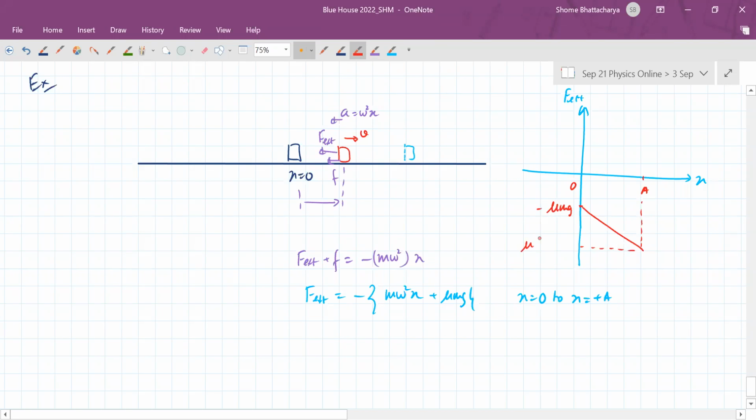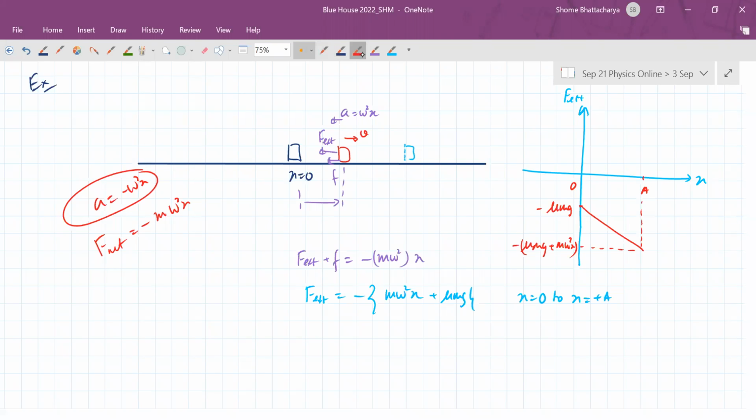So can you explain the RHS term again? The right hand side, okay. So this is the net force in an SHM. Net force is equal to minus m omega square x. We have considered the friction and F external both together. So F external has to act in such a way that in spite of friction, the net force is restorative and proportional to x.